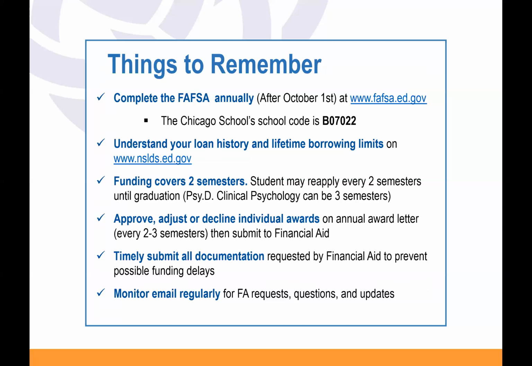Next would be approve, adjust, or decline individual awards on annual award letters. Again, just because you were awarded or you're eligible for up to the 20,500, that does not mean you have to take out the full amount. If you feel that you only need 10,000, because you saved up and you're going to pay out of pocket for part of it, that's definitely an option. So don't ever feel obligated to take out the full amount. We highly don't want students to take out more than they need.